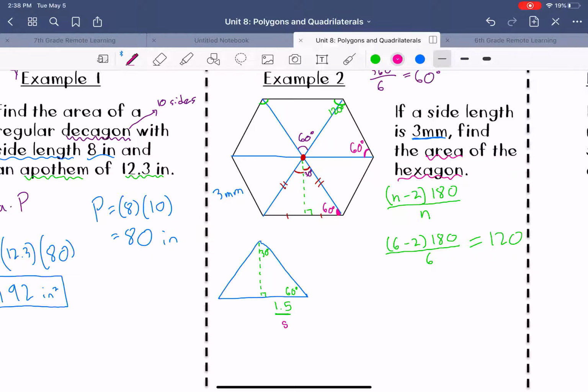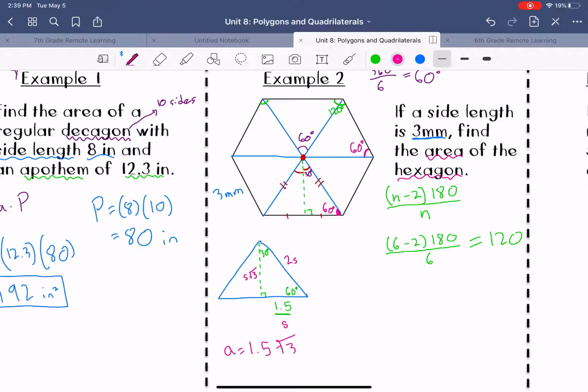I know that my hypotenuse is 2S, and I know that my long leg, which in this case is my apothem, is S root 3. So that means in this case, the length of my apothem is going to be 1.5 root 3, because it's whatever the short leg is times root 3.